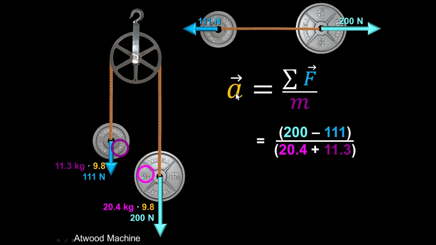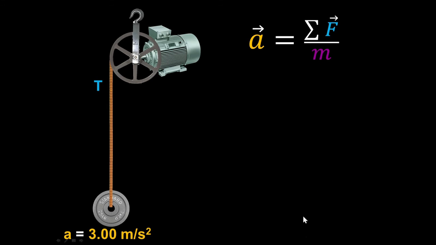So we want to calculate the acceleration. It's the sum of the forces. We're saying this 200 was positive, this 111 was negative. That's the net force, and that net force was applied to both masses, so it's the total amount of mass. And it's going to be 2.81 meters per second squared.